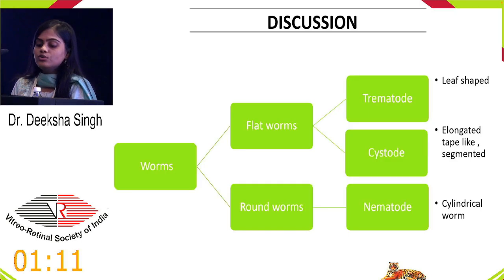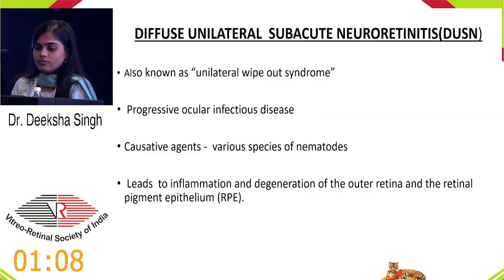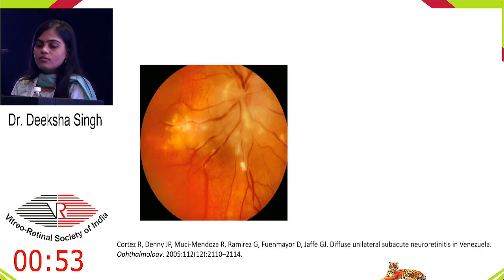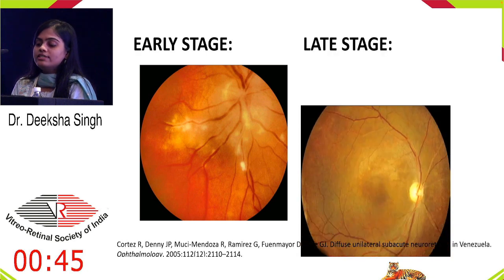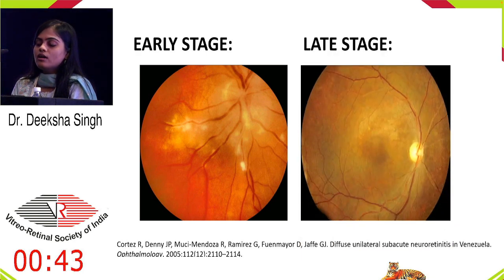This is a flowchart showing the classification of the worms. Diffuse unilateral subacute neuroretinitis is a progressive ocular infectious disease caused by various species of nematodes, which leads to inflammation and degeneration of the outer retina and the retinal pigment epithelium. In the early stage, it is characterized by prominent vitritis, papillitis, vasculitis, and retinitis. The late stage is characterized by optic atrophy, arterial attenuation, and RPE degeneration.